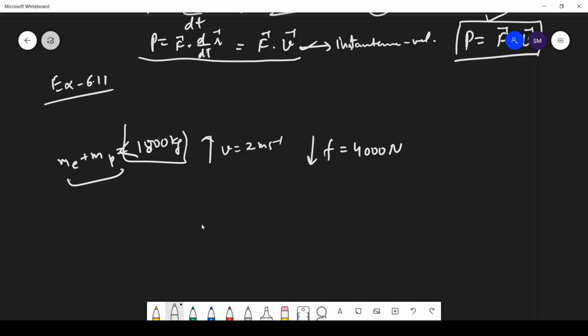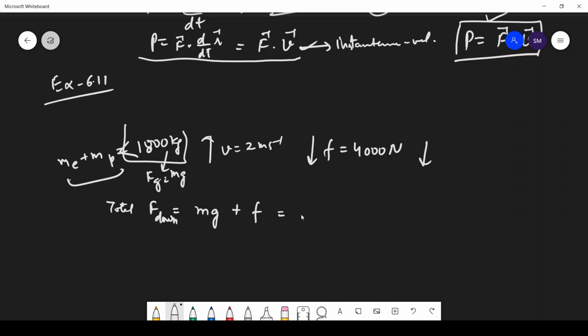So what is the total force acting? Total force is mg gravitational force plus friction force which is acting downwards. So we have two forces acting downwards. One is mg, that is gravitational force equals to mg. So total force acting downward is gravitational force plus force of friction.